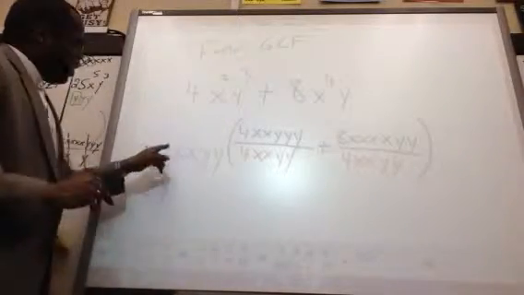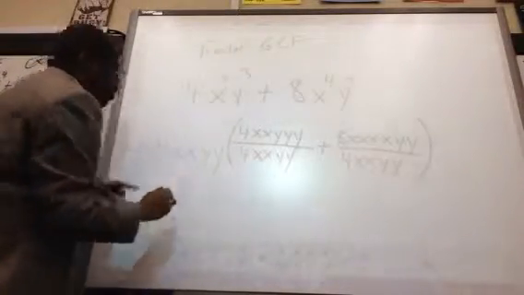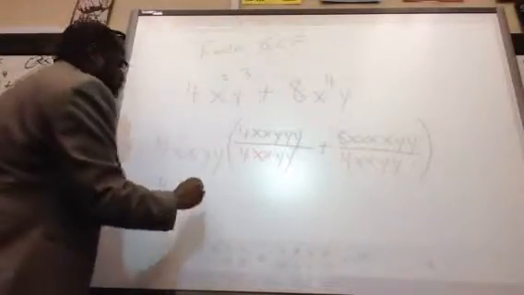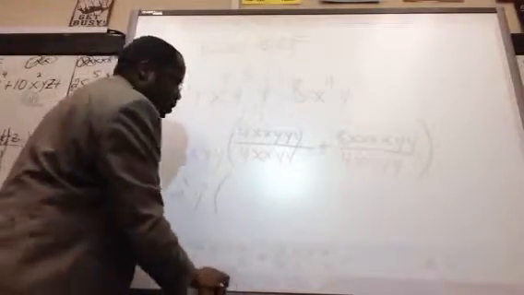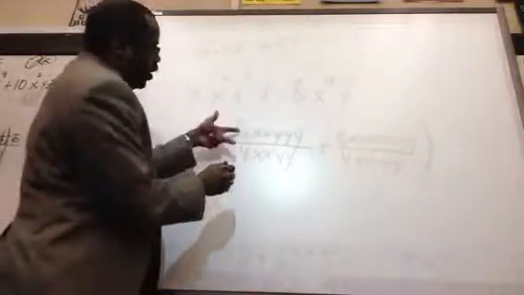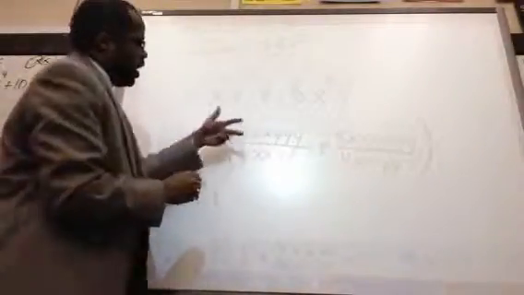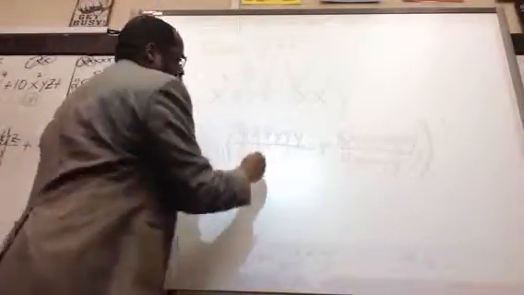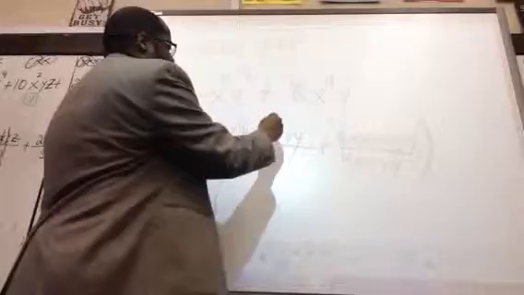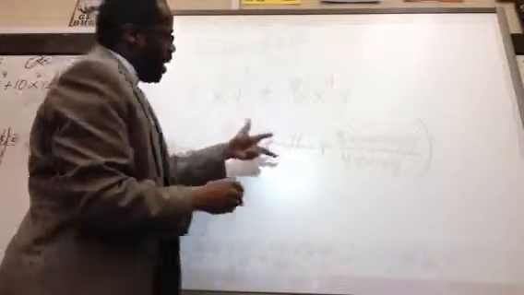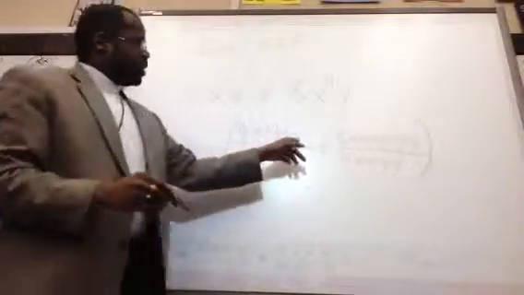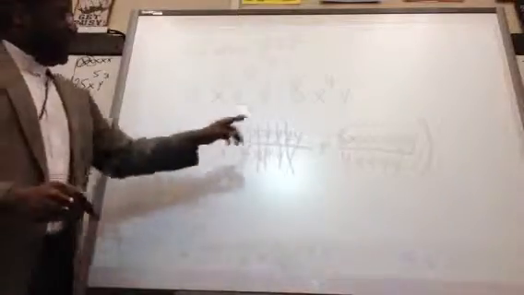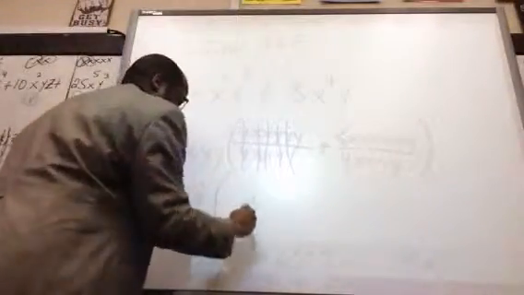Here we have 4x times x, that's x squared, and we have y squared. All right. Now, something is going to happen here. Look, 4 divided by 4, that's 1. X divided by x, that's 1. X divided by x, that's 1. Y divided by y, that's 1. Y divided by y, that's y. Look at what's left. The only thing that's left is a y.